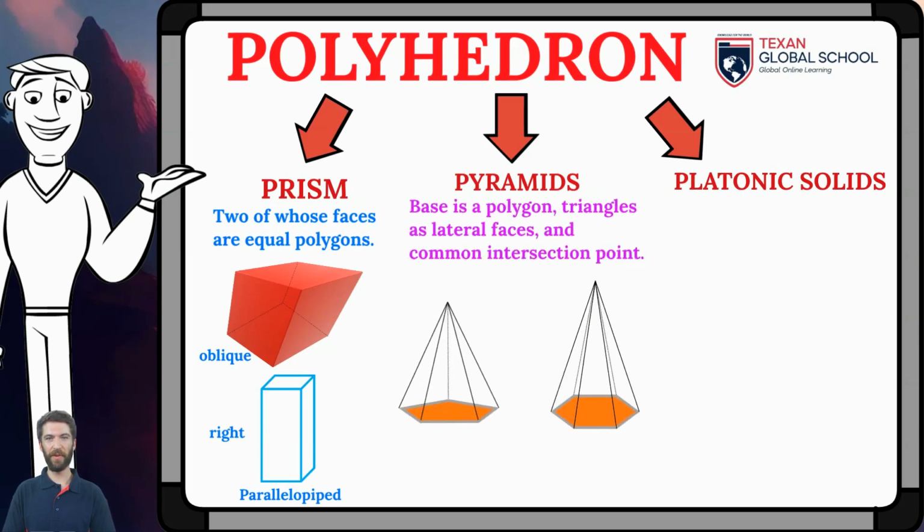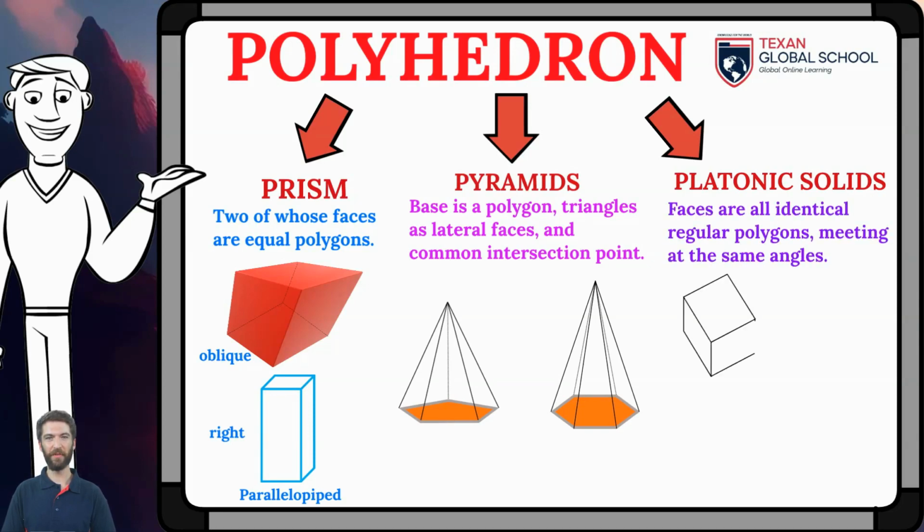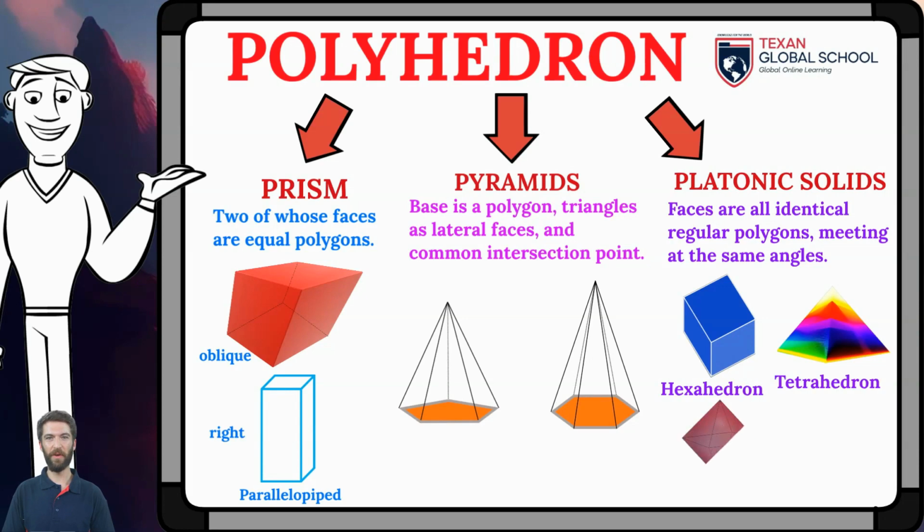The pyramids are polyhedrons whose base is a polygon, with triangles as lateral faces, and a common intersection point called the vertex. Finally, platonic solids are any polyhedrons whose faces are all identical regular polygons meeting at the same three-dimensional angles. The 5 regular polyhedra are the tetrahedron, hexahedron, octahedron, dodecahedron, and icosahedron.